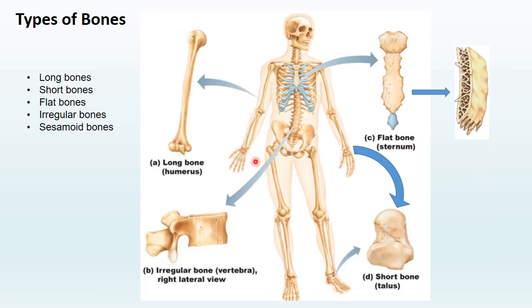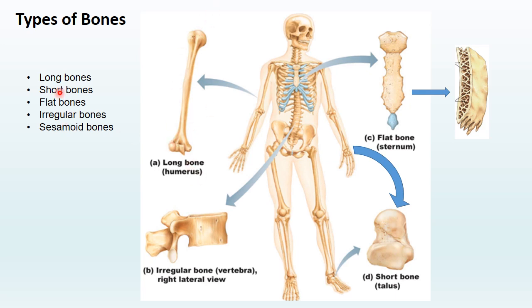Based on their shape, bones can be classified into 5 types. The first one is the long bone. A long bone is a bone in which the length is much larger than the breadth. An example is the bone of the arm, which is called the humerus. This is the humerus. The bone of the thigh, عظم الفخذ, is called the femur, and there are other types of bones. We will discuss the long bones later.